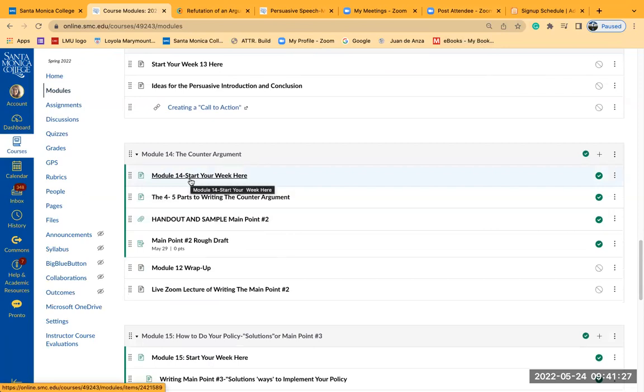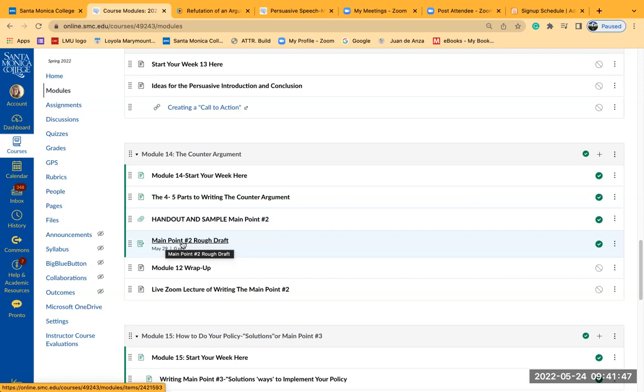on the counter argument. And what I really wanted you to look at was the 4 to 5 parts to writing the counter argument. That's what we're going to be going over today. And also looking at this handout and sample of your main point number 2. So these are going to be the important things that you take a look at and note.